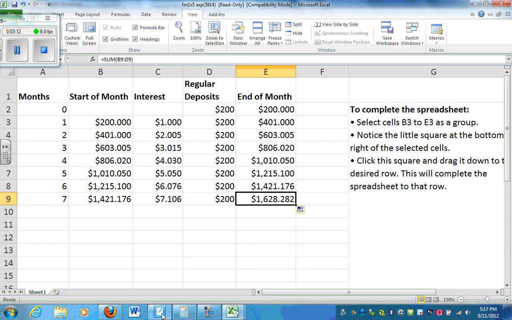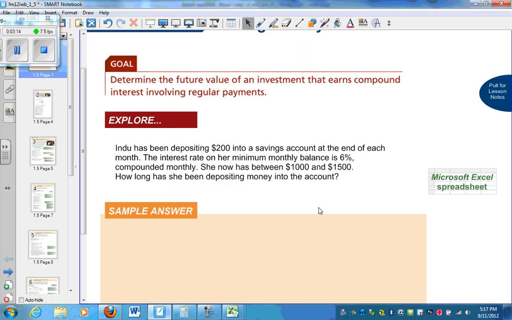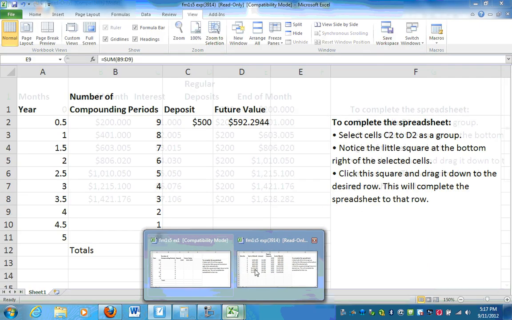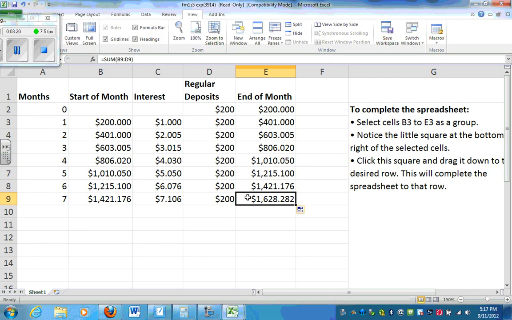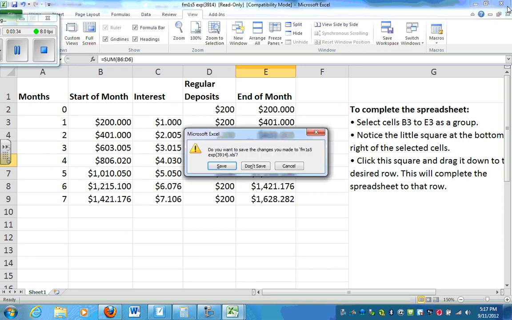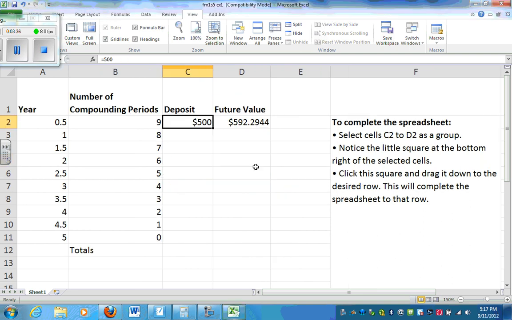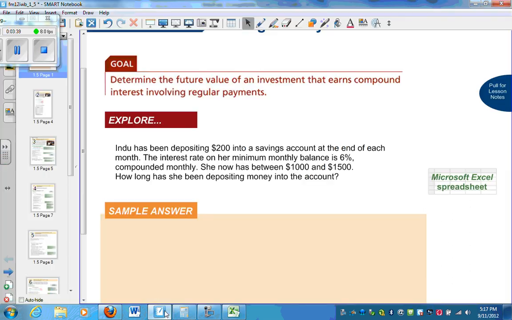Now, our original question was, she has between $1,000 and $1,500. How long has she been depositing money? Well, to get that answer, we know that she's been depositing money between either 4, 5, or 6 months. That's if she has that amount of money. Okay, so I have a spreadsheet very similar to this that you're just going to have to change the interest in, and that's how we can solve problems. Okay, no, I don't want to save that. Let's go back here.